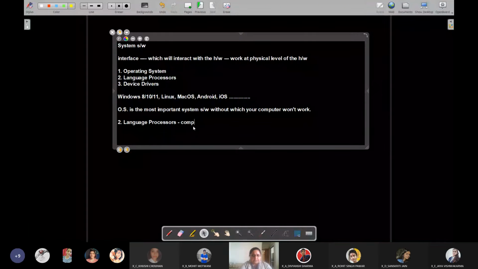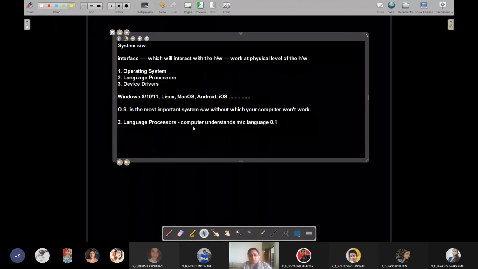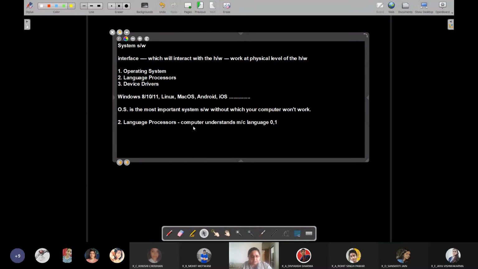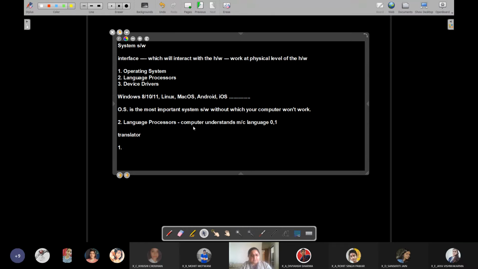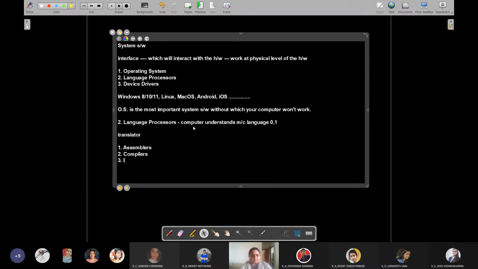That is because your computer understands machine language. I have used a short term for machine language. You can see it on the screen. So computer understands machine language, that is a language of zeros and ones, but we are not very comfortable with this language. That is why we need a translator in between, and that translator is known as a language processor. Again, there are three types of language processors: assemblers, compilers, and interpreters.